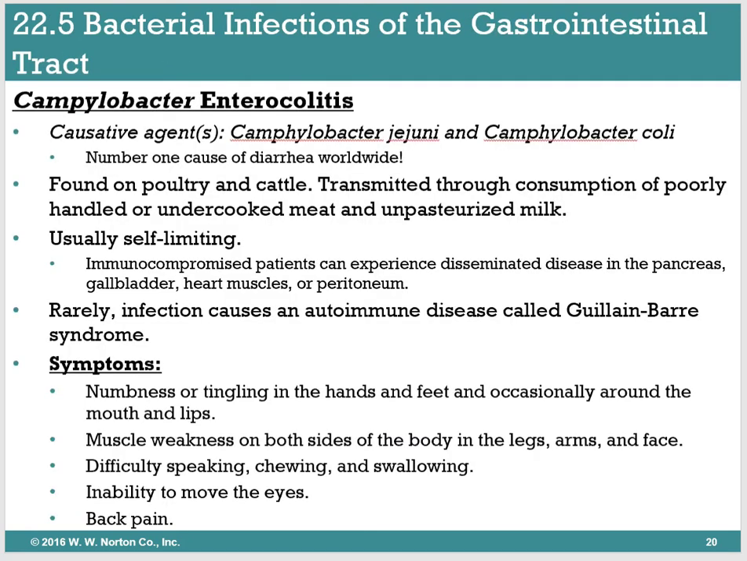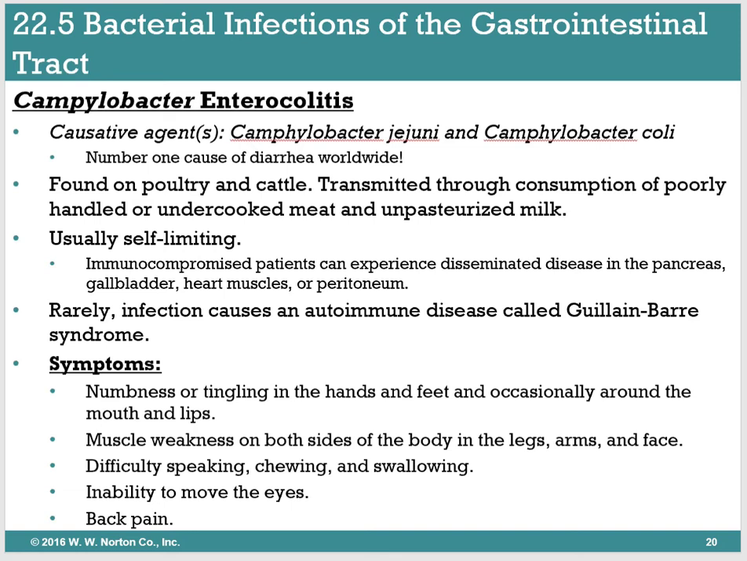Okay, now we have Campylobacter enterocolitis. This is normally caused by the Campylobacter species. Not species, genus. But it's the number one cause of diarrhea in the world. It's commonly found on poultry and cattle. So it's transmitted through undercooked meat and unpasteurized milk. A lot of people who work with cattle are definitely predisposed to it as an occupational hazard, but it can also be for us because we didn't properly clean our meat or properly cook our chicken. That's why chicken needs to be cooked through and through. There has to be no pink. It's not like steak.